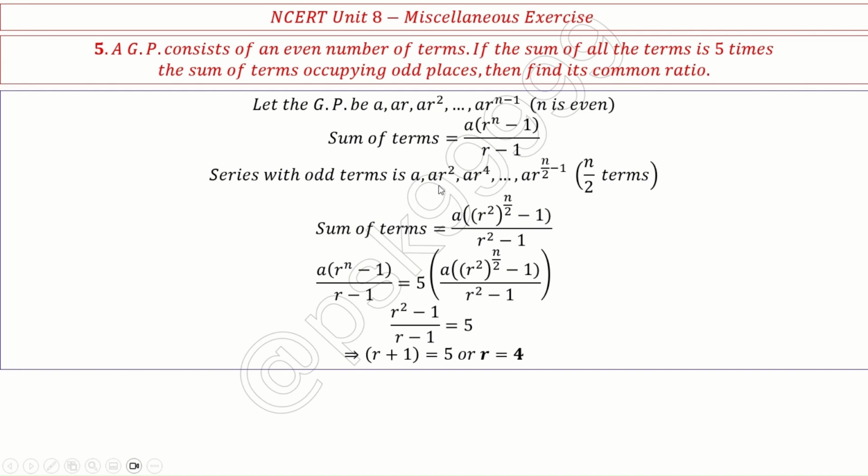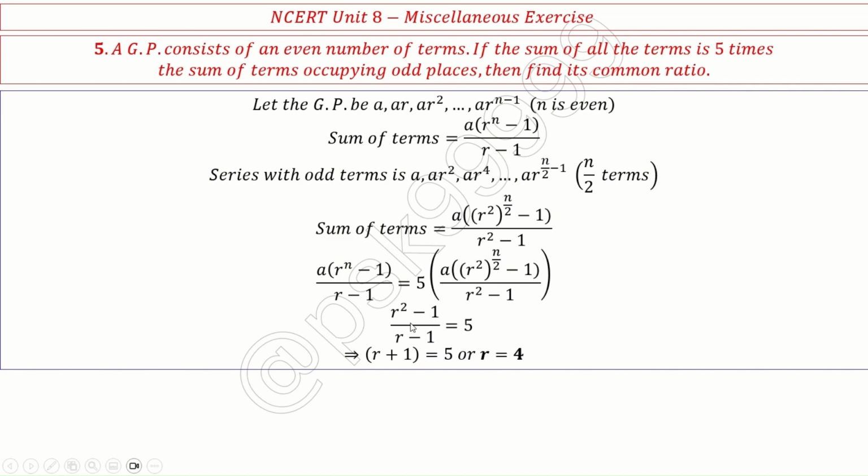That is nothing but a, ar square, ar power 4. So you skip one of the terms. Okay, so it will go up to ar to the power of n by 2 minus 1. So now the sum of terms of this series is nothing but a into r square to the power of n by 2 minus 1 divided by r square minus 1. Okay, so it is given that the sum of GP terms equals 5 times the sum of odd terms, right? So that's what I wrote.